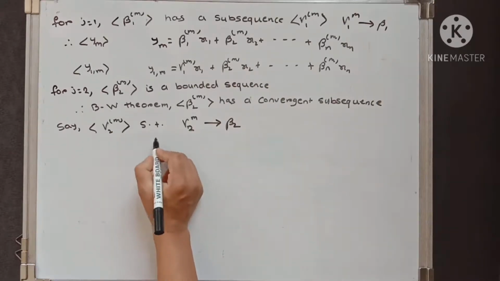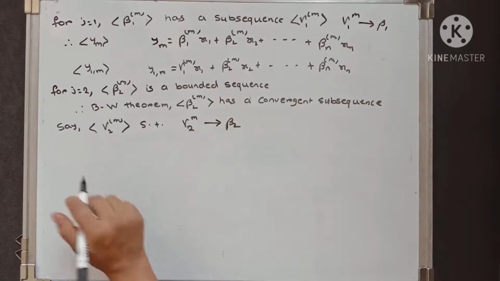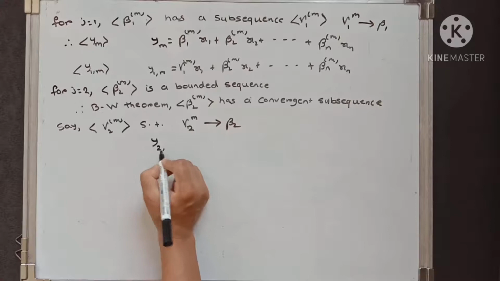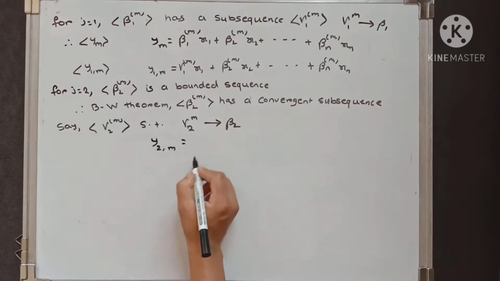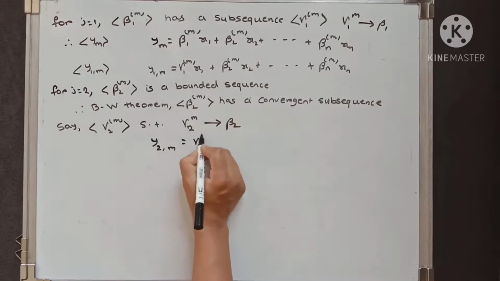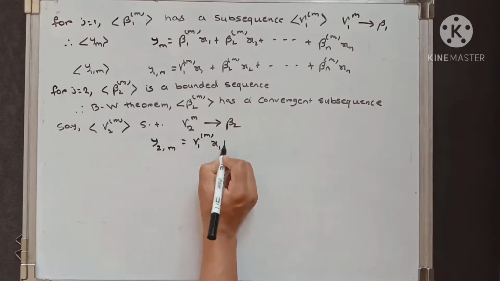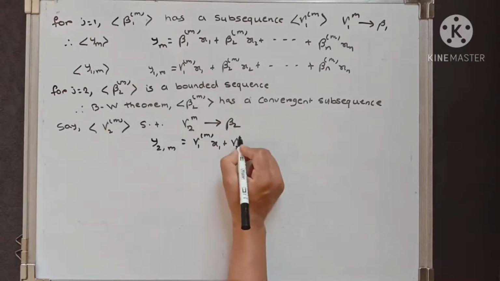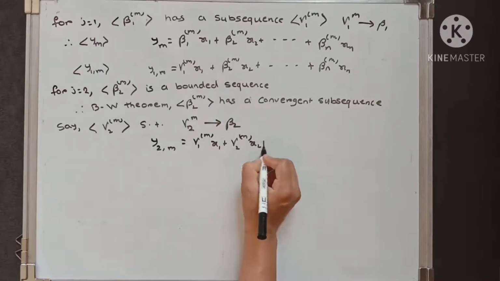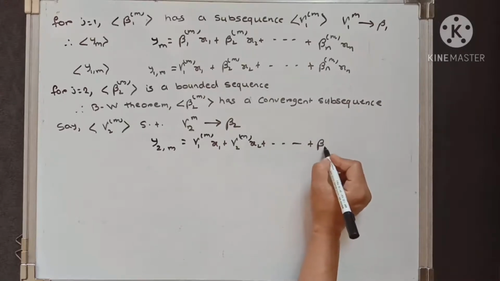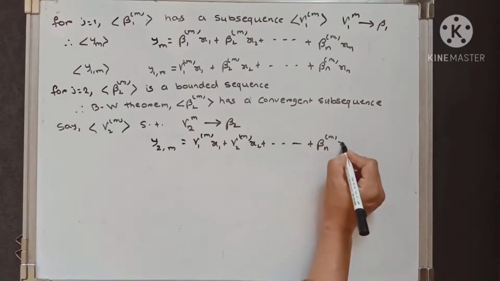Then corresponding to all these terms, all these scalars, we write down y2m, which equals, the first scalar is gamma 1m x1 plus, now instead of beta 2m we write here gamma 2m x2 up to plus, here all the scalars remain as they are, beta nm xn.